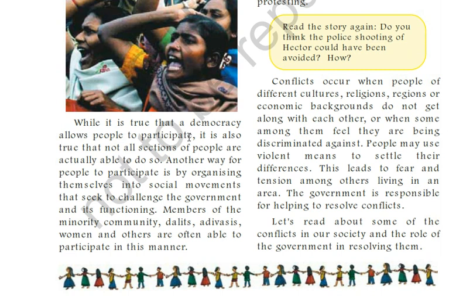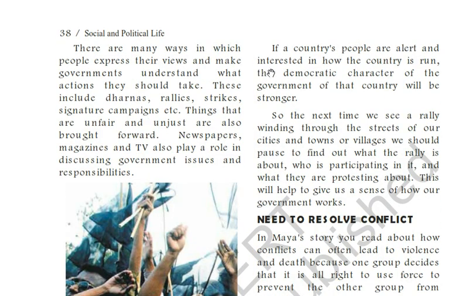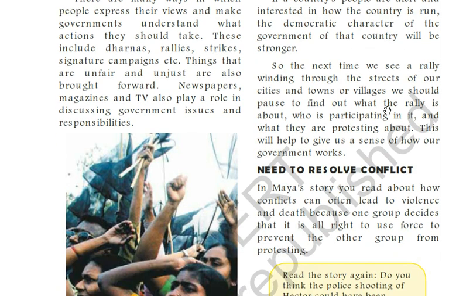While it is true that a democracy allows people to participate, it is also true that not all sections of people are actually able to do so. Another way for people to participate is by organizing themselves into social movements that seek to challenge the government and its functioning. Members of the minority community, Dalits, Adivasis, women, and others, are often able to participate in this manner. If a country's people are alert and interested in how the country is run, the democratic character of the government of that country will be stronger.